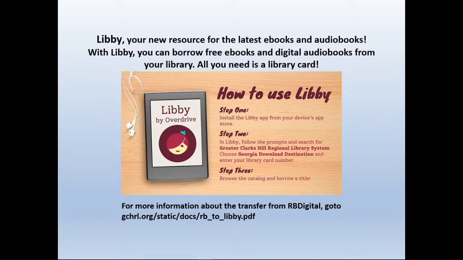So the big thing is that you download the app, and I'll be talking about this a little bit, so we kind of go back and forth, okay? Download the app, and it'll ask you to search for your library. Now the big learning curve for ours is that you don't search for just Columbia County Library or something like that. We're part of a big regional system, I should say. So you actually are searching for, remember what our website is? GCHRL.org. Well, that stands for Greater Clarks Hill Regional Library System, okay?